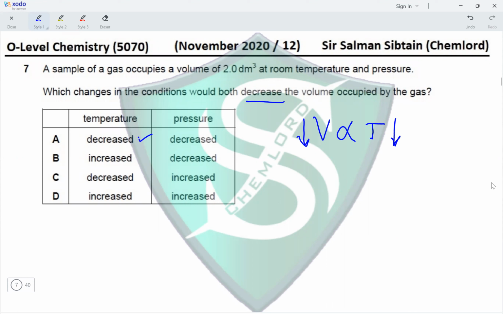So option A has decreased, B has increased, so B is eliminated, C has decreased, and D has increased, so it is eliminated. So we continue with options A and C. Next is pressure. Volume is inversely proportional to pressure. In order for the volume to decrease, the pressure must increase. In option A, it says decrease, so option A is incorrect. Option C says increase. Therefore, option C is the correct option for this question.